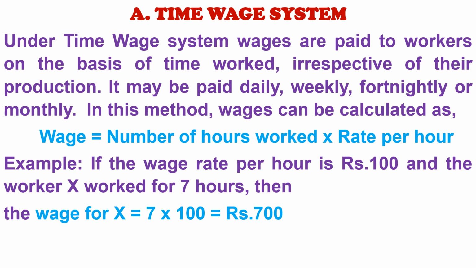A. Time wage system. Under time wage system, wages are paid to workers on the basis of time worked, irrespective of their production. It may be paid daily, weekly, fortnightly, or monthly. In this method, wage equals number of hours worked into rate per hour. Example: if the wage rate per hour is 100 rupees and the worker X worked for 7 hours, then the wage for X equals 7 into 100 equals 700 rupees.